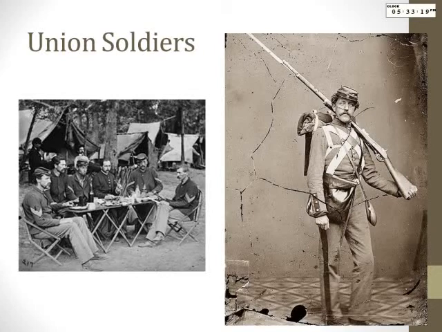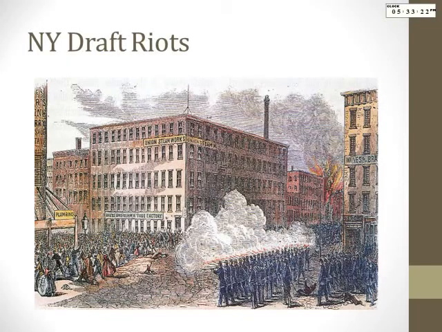The blacks. No, they want to fight. But they're fighting for themselves. Which group did not want to fight in this war? No, not the poor farmers either. Well, the rich, no, but they're going to hire bounty brokers and substitutes. Huh? The Irish. So good guesses, but no, it's the Irish. The Irish is the group that is unwilling to fight.